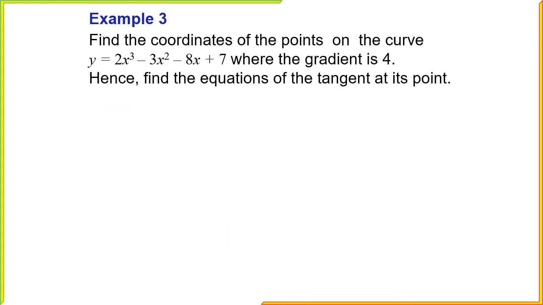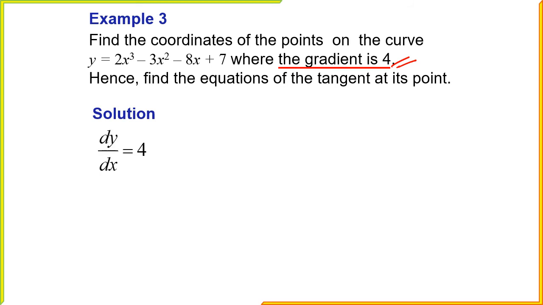Okay, now find the coordinate of the point on the curve y equal to 2x cubed minus 3x squared minus 8x plus 7 where the gradient is 4. Hence, find the equation of the tangent at its point. Okay, now we have the gradient equal to 4. What does it mean by gradient equal to 4? It means that dy/dx is equal to 4.